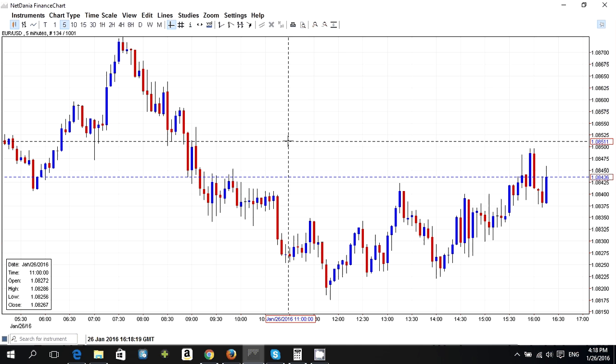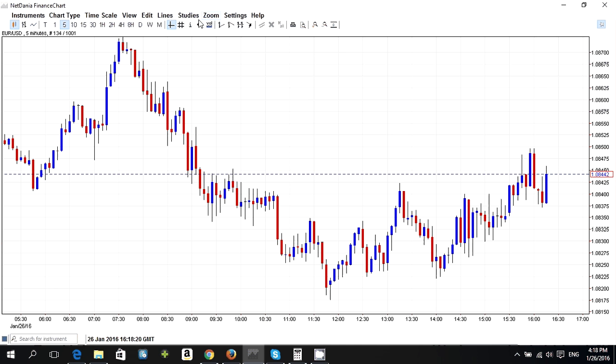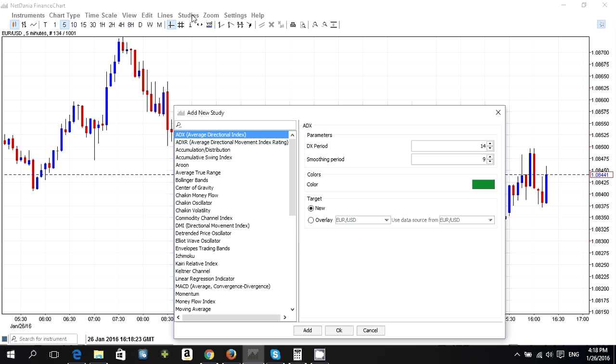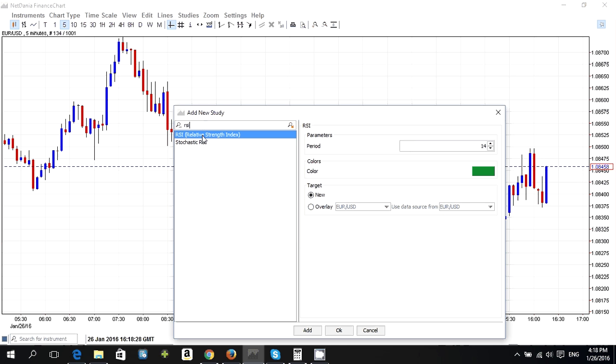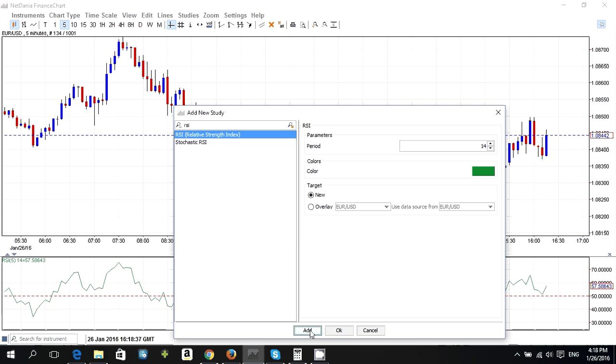We will find this indicator under the study section up here. What we're going to do is click on studies, type in RSI, and the first option that comes up is the one that we want. We're going to click on it. We're not going to touch any of the parameters. We're going to leave it as is. All we need to do is press the add button and the OK button.